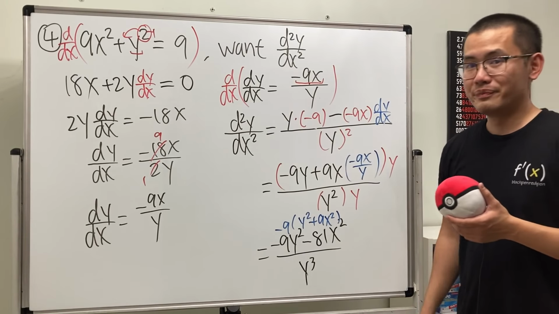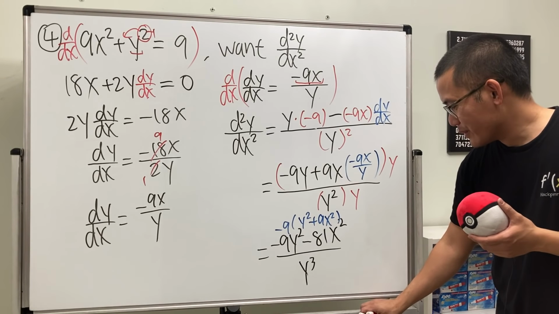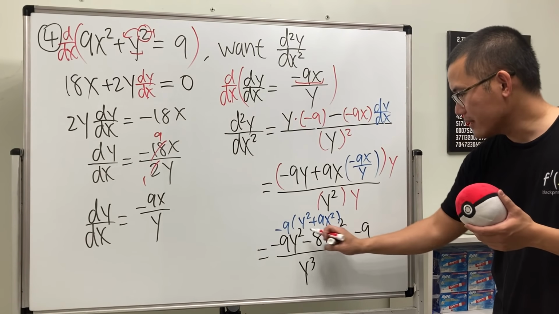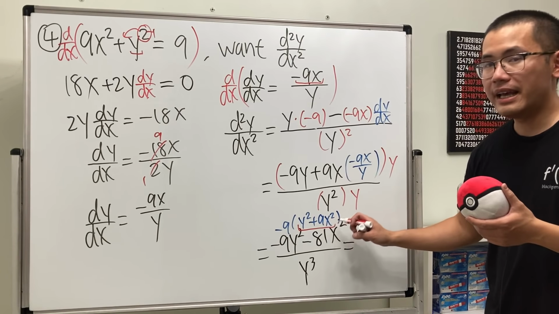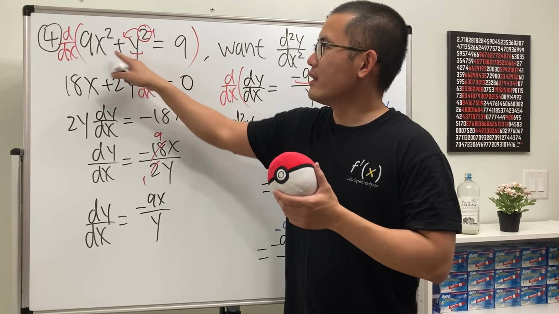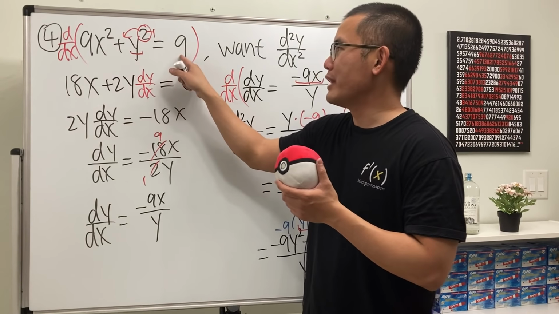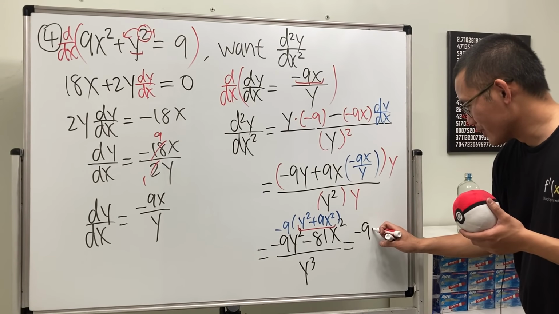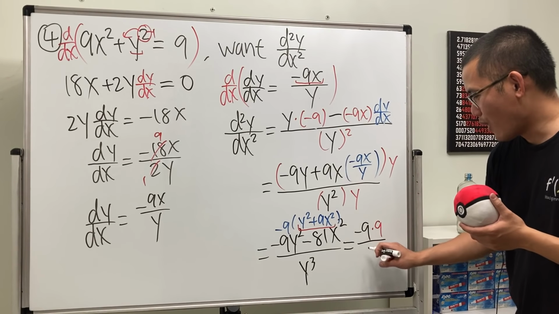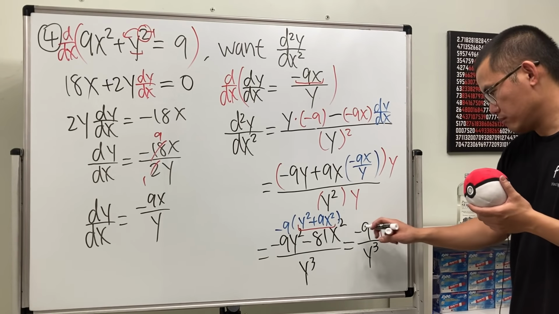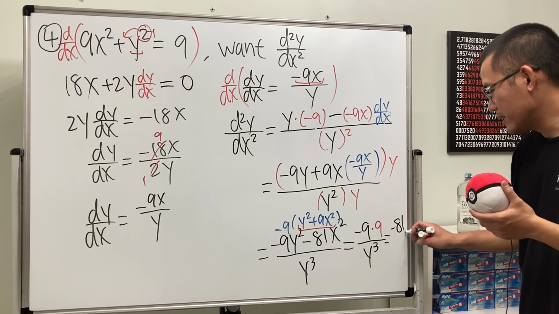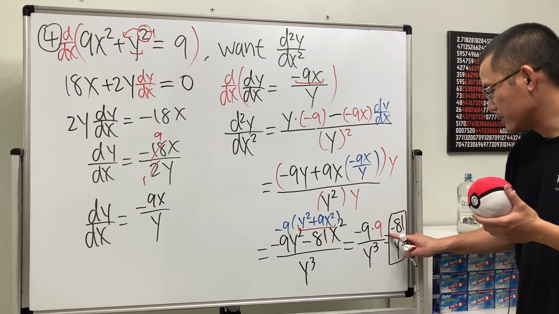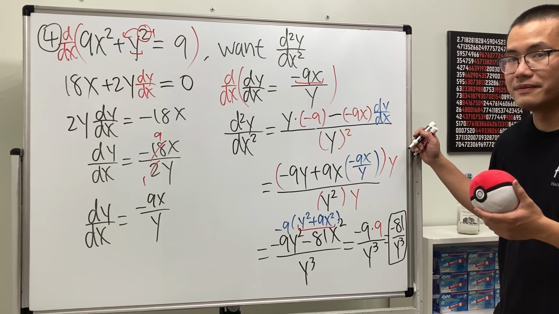Check this out. Right here, we do have this negative 9 in the front, but this part, y squared plus 9x squared, is actually just equal to 9, which is a very nice reduction, right? It's just equal to 9 right here. So we multiply by 9 over y to the third power. Multiply this out, ladies and gentlemen, we get negative 81 over y to the third power. So this is the answer for the second derivative.